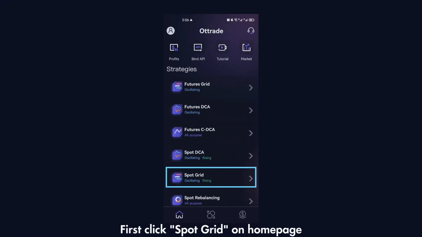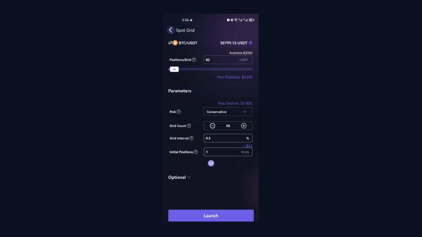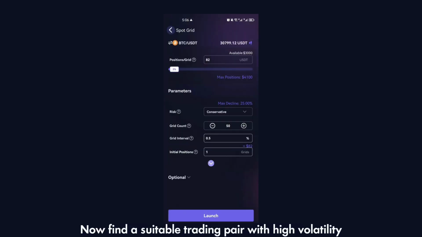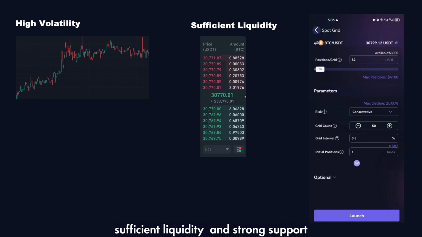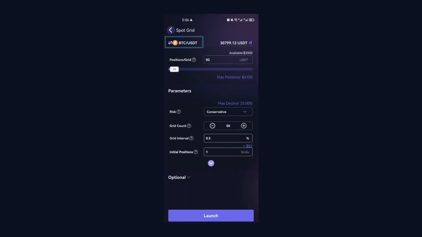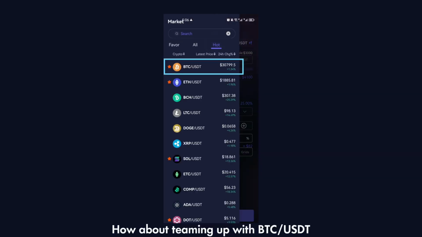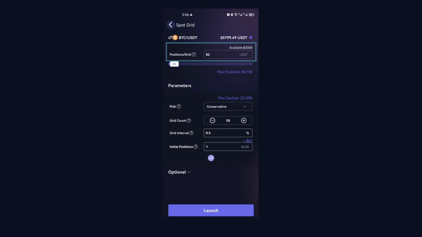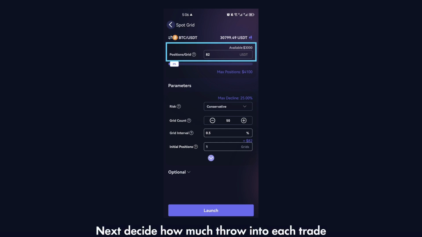First, click Spot Grid on the homepage. Now, find a suitable trading pair with high volatility, sufficient liquidity, and strong support. How about teaming up with BTC/USDT, currently valued at $30,799.50. Next, decide how much to throw into each trade, like $100.